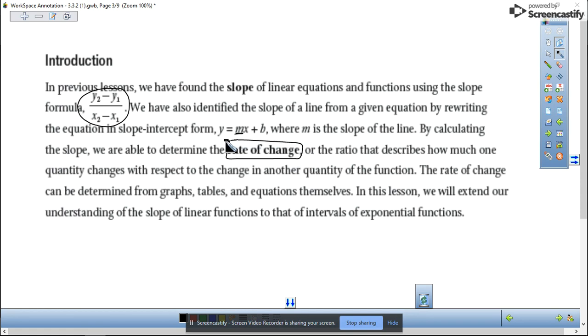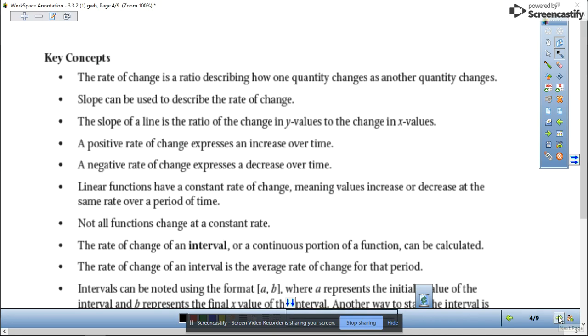Right? It's the ratio that describes how much one quantity or one variable changes with respect to the change in another variable. Okay, so in other words, how much is y changing with respect to x? So the rate of change can be determined from graphs, tables, and equations themselves. In this lesson, we'll extend that understanding to exponential functions, because you can find what's called an average rate of change between certain intervals for an exponential. You won't be able to find a constant rate of change like you do with linear, right? There isn't one, but you can find a rate of change between 2 points.